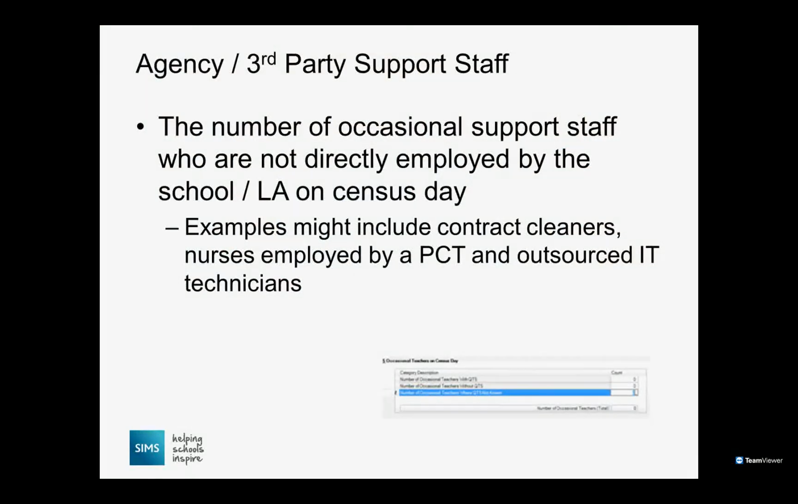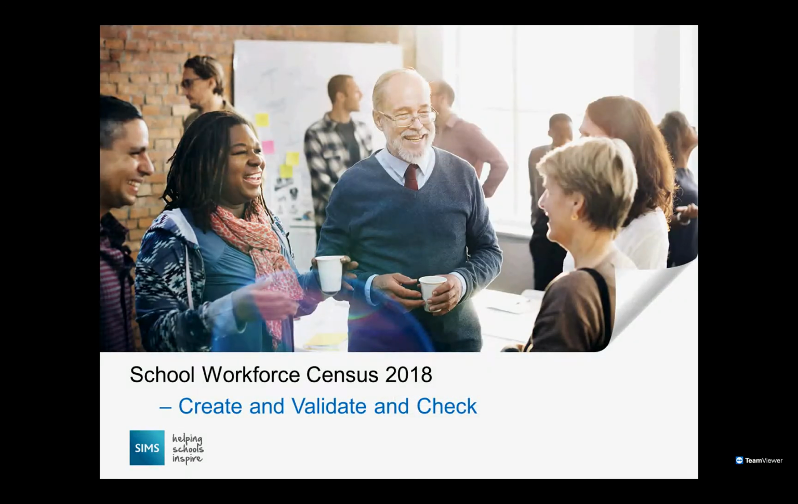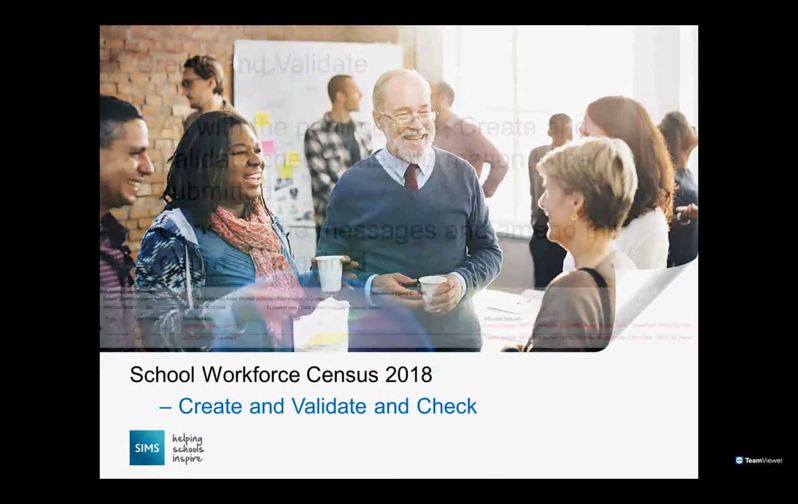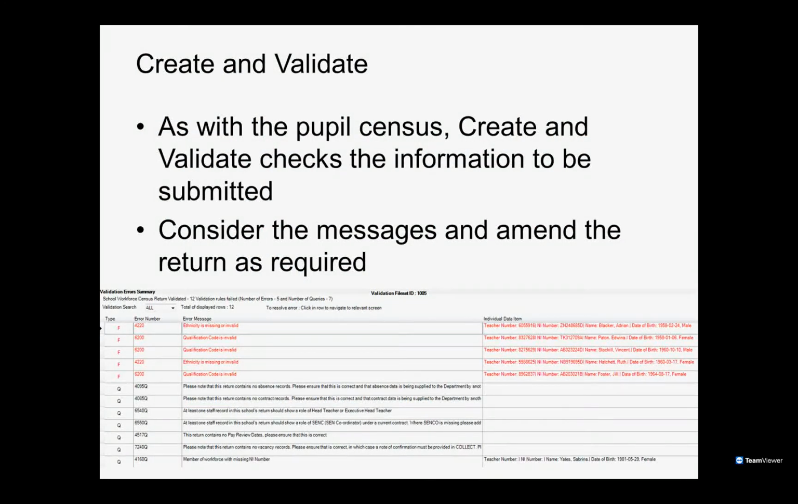Okay. So, right, the next step then is to create and validate the return and check the information it contains. As with the pupil census, it's a matter of simply clicking the Create and Validate button up at the top of the page. That produces a list of reported errors, usually where bits of information are missing or something's not quite adding up. So the red items with the Fs in that first column will be failures and genuinely something you need to address before you can submit the return. The Qs are just highlighting potential issues with the data you're about to submit. It's just asking you to check it.